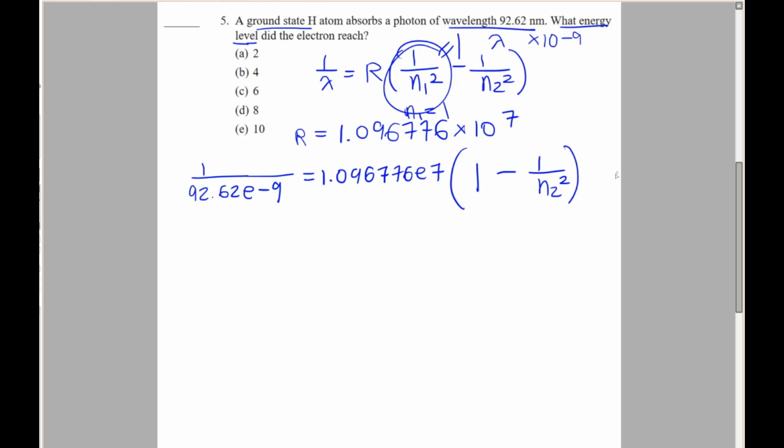So we could do a bunch of rearranging and whatnot, and just plugging things into the calculator. And once you do that, you should get that n2 is equal to 8.0097, or around that, which is approximately equal to 8. So our final energy level of this electron is 8. So that's answer D.